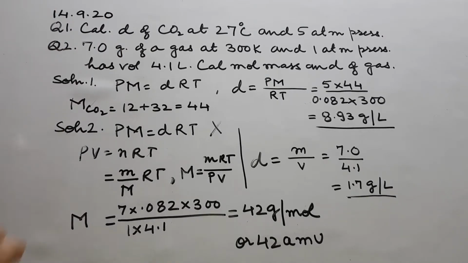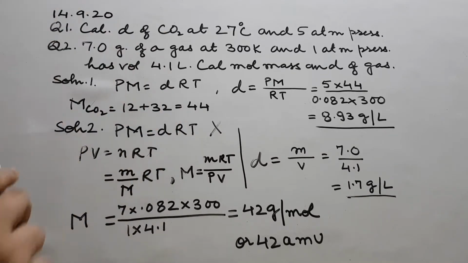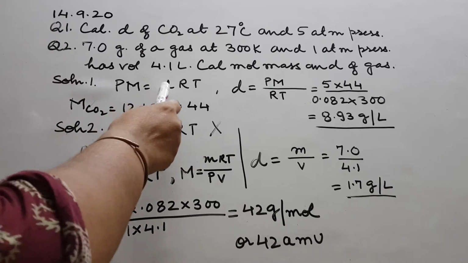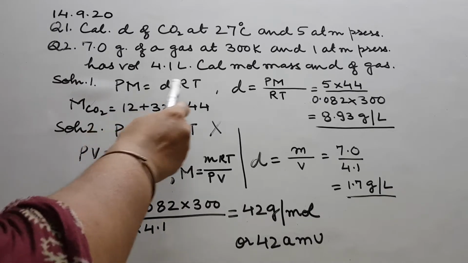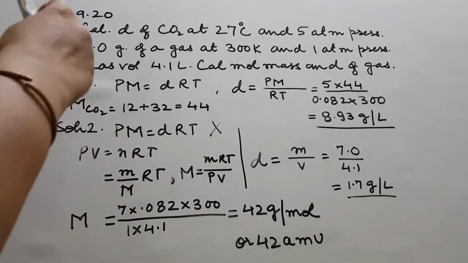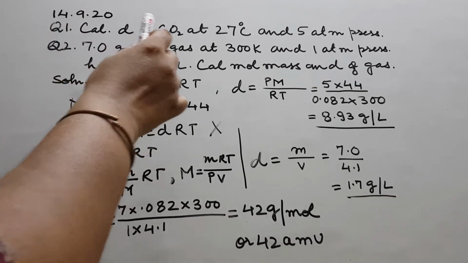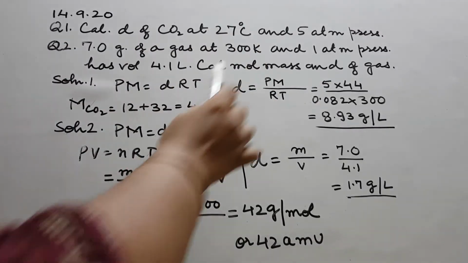Now how to solve? They are saying calculate D of CO2, density of CO2. Now what formula do we know for density? PM is equal to dRT. So naturally D is equal to PM upon RT. Now, children, whenever you read a question, always write separately what you are given. They will calculate D. And they are giving you T. They are giving you P.